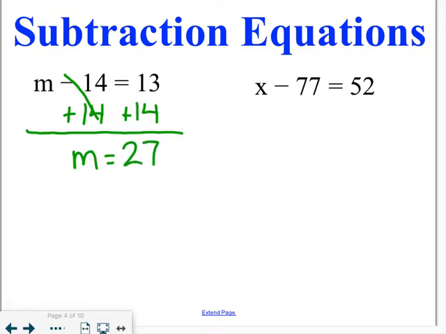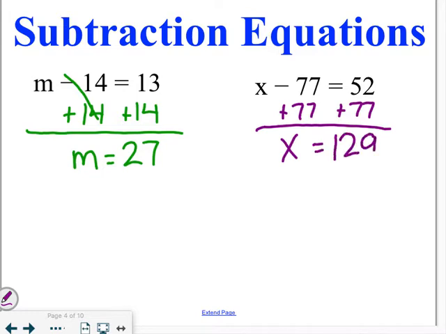Same thing with our next example. x minus 77 is equal to 52. Inversing to move it to the opposite side, we end up with an answer of x is equal to 129. So in order to undo addition, we use subtraction. In order to undo subtraction, we use addition.